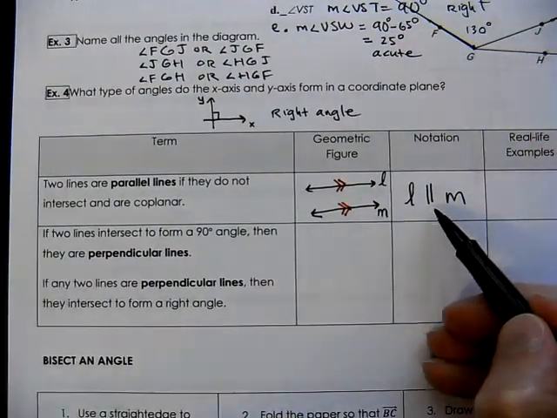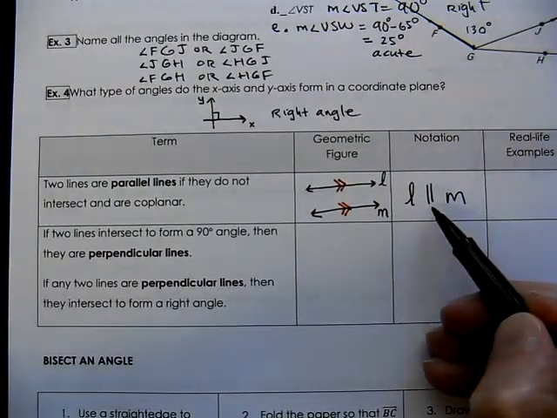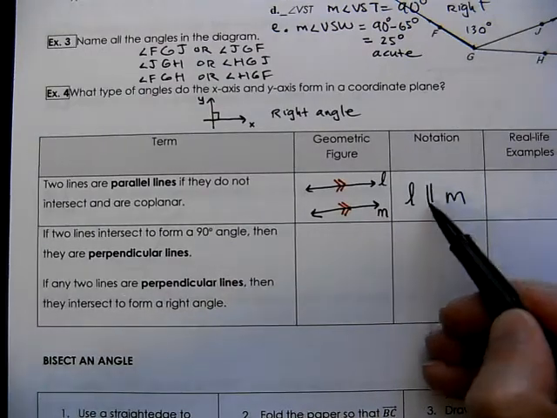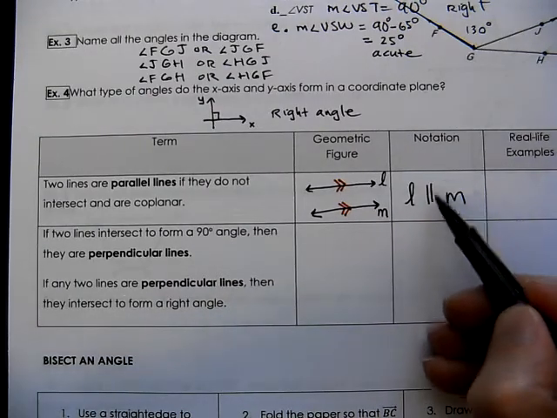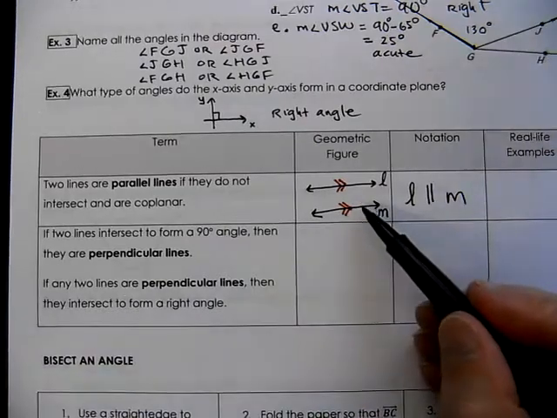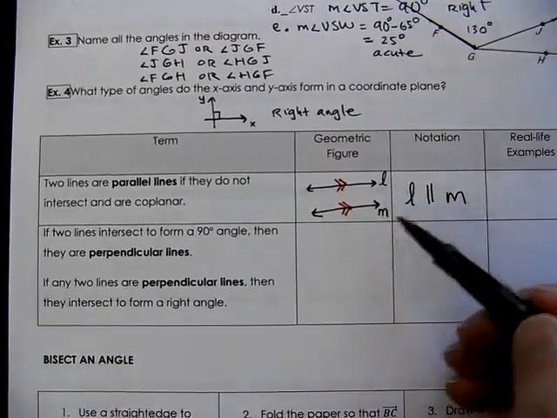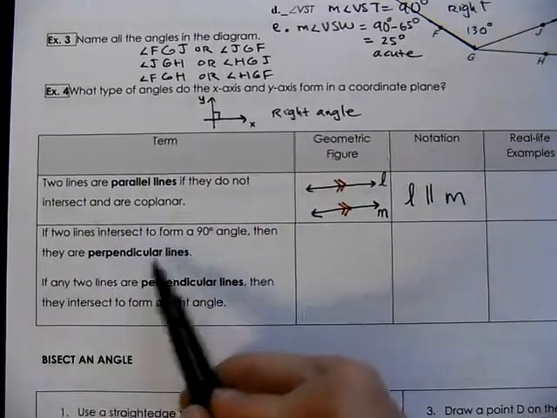So that parallel symbol looks like a real tall, skinny 11. It's not the number 11. It means we have two lines that are parallel to each other. Segments could also be parallel to each other, but here we're talking about lines, so we drew lines. We're talking about perpendicular lines.